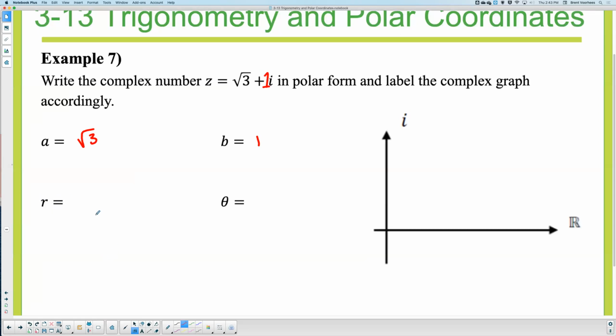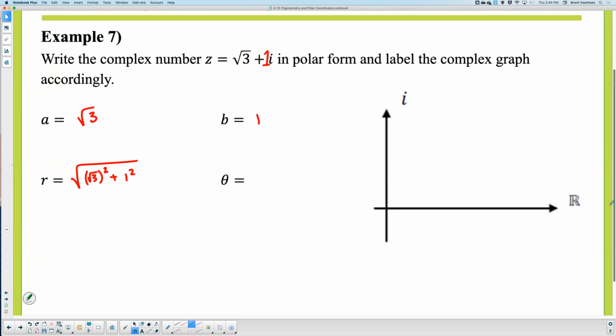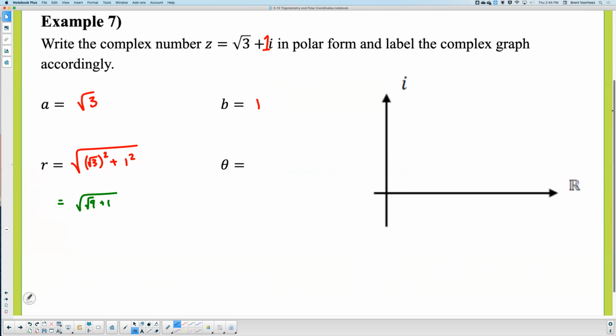How do I get the R value? Pythagorean theorem. We're going to take the square root of the square root of 3 squared plus 1 squared. Well, what is the square root of 3 squared? It's the square root of 9. What is the square root of 9? 3. So it's the square root of 3 plus 1. What is 3 plus 1? 4, which means this is 2. All of this is going to equal 2. R is 2.